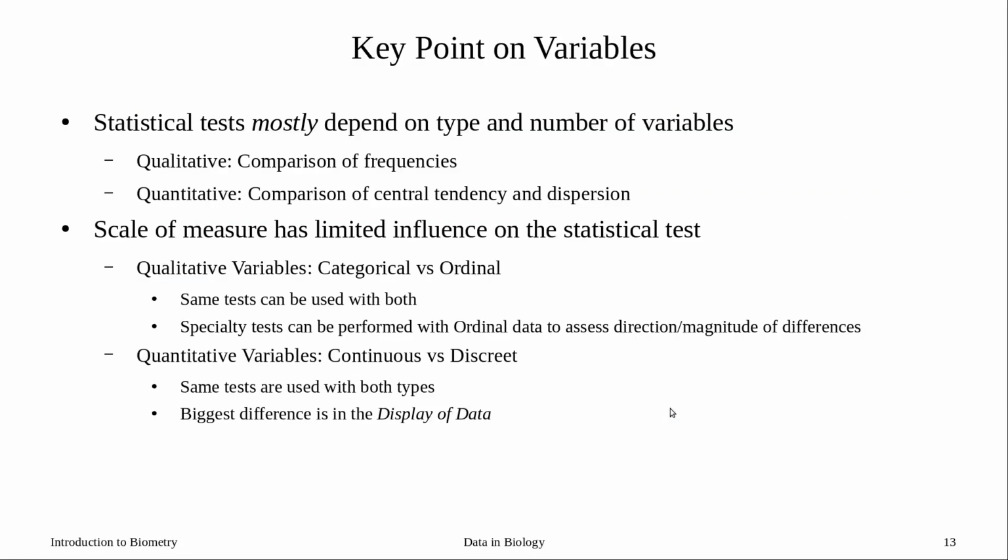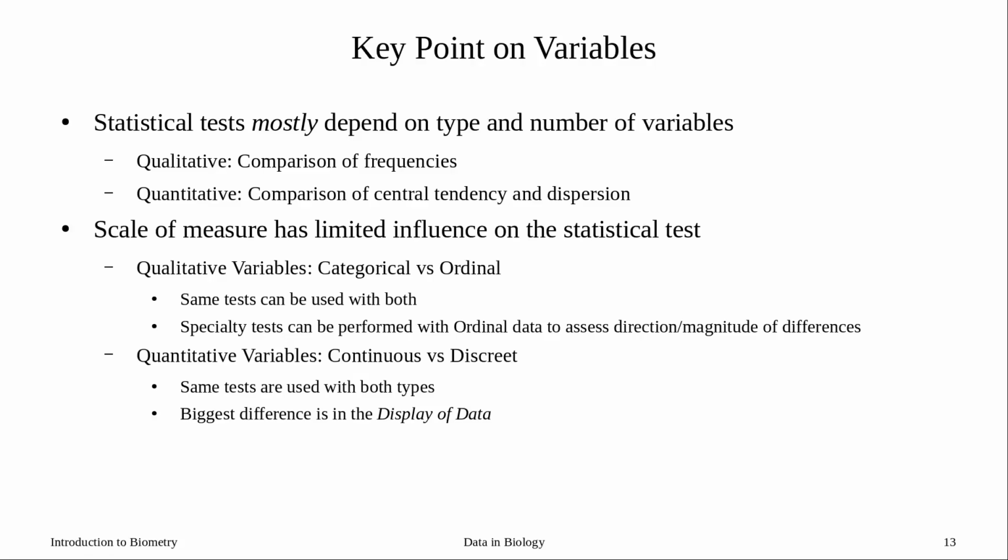So key point on these variables, and this is extremely important. You need to know them. You need to know the type of variable that we have and the scale of variables. Why? It's because the statistical tests mostly depend on the type of variable that we have and the number of variables that we're working with. All right. So if we have qualitative variable, we're going to do a comparison of frequencies. That's what we're doing. We can't do a comparison of frequencies when working with quantitative data. Two different statistical tests, two different requirements.